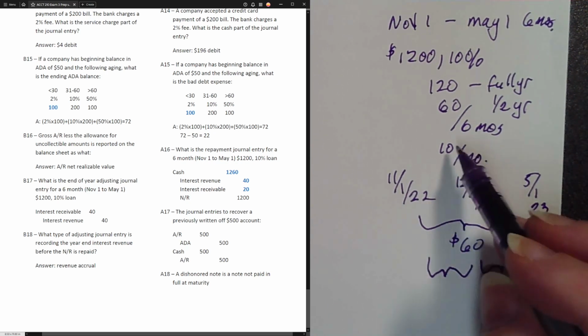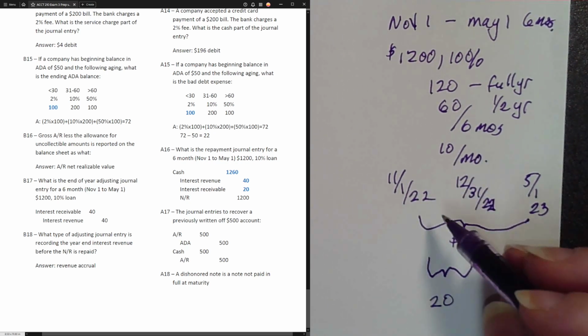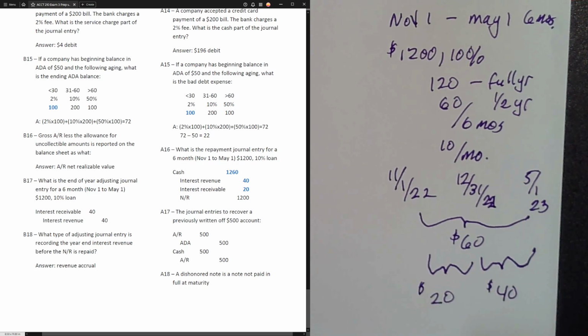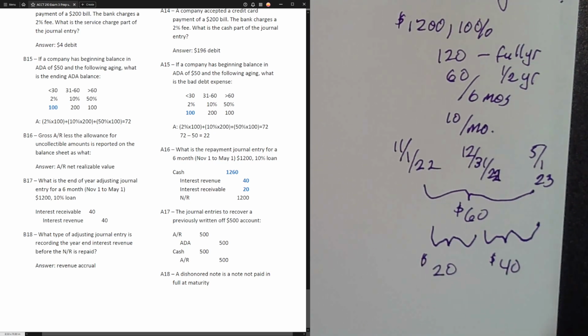Well, this is 2 months, and we're saying it's $10 a month, so we're going to record $20 of revenue here, and this is 4 months, so we're going to record $40 of revenue there. Well, how do we do that? Well, that's what B17 and A16 are asking.